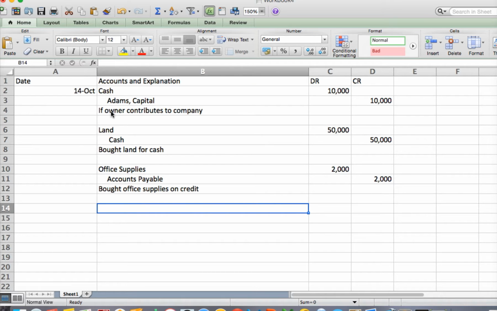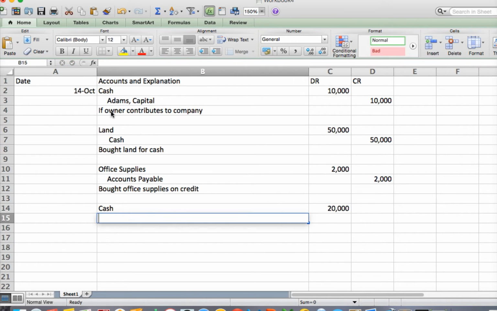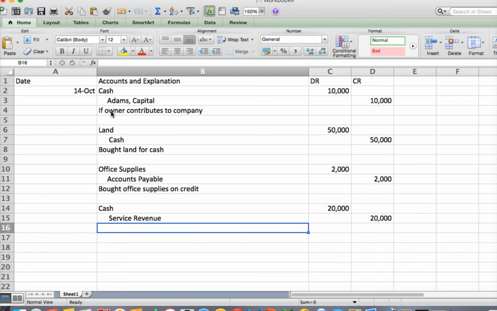Okay, so earning revenue. This should be a pretty basic thing that every company hopes to do. So we're going to assume that we earned revenue and someone paid us in cash for that revenue. We'll say that we're a service company and we earned $20,000 worth of revenue. They paid us in cash for $20,000. The credit side is service revenue for $20,000.